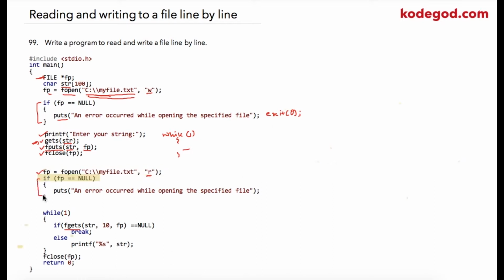and we are again going to check if fp is equal to null. We'll print our error statement. We can have our exit function here as well, assuming that the file was opened correctly. So I'm using while 1 over here. 1 is nothing but true, so this is while true. That is an infinite while loop.